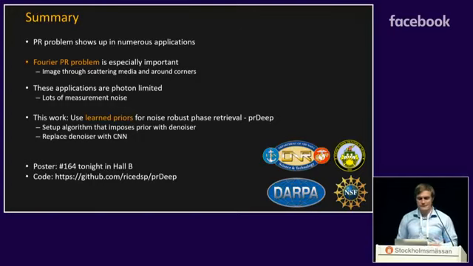So to summarize, phase retrieval algorithms show up in numerous applications. And Fourier phase retrieval is a particularly interesting class that can enable new applications like imaging through scattering media. Unfortunately, in these applications, you're subject to a large amount of noise. In this work, we used neural networks to make more robust phase retrieval algorithms.